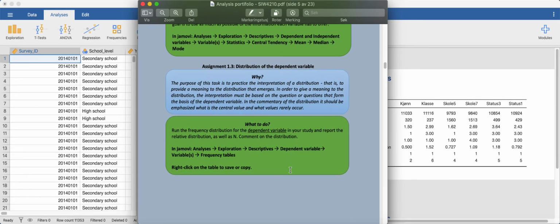1.3 is the distribution on the dependent variable. The purpose of this task is to practice the interpretation of a distribution. That is to provide a meaning to the distribution that emerges. In order to give a meaning to the distribution, the interpretation must be based on the question or questions that form the basis of the dependent variable. In the commentary of the distribution, it should be emphasized what is the central value and what values really occur. So what to do? Run the frequency distribution for the dependent variable in your study and report the relative distribution as well as the n, that's the total, and comment on the distribution.